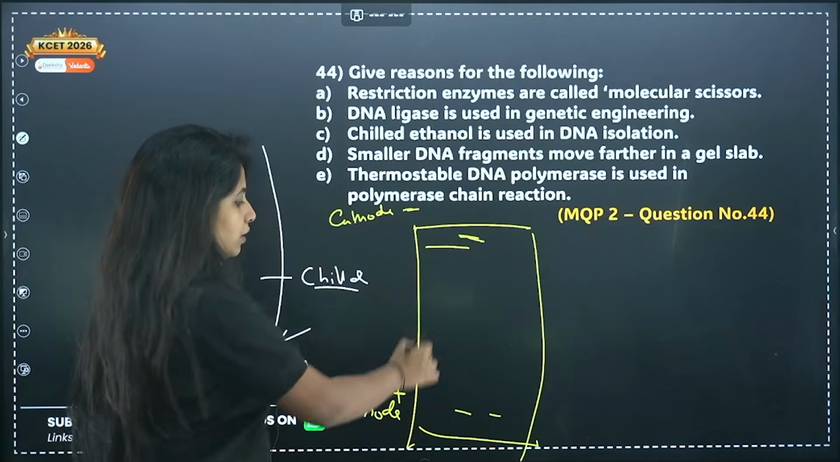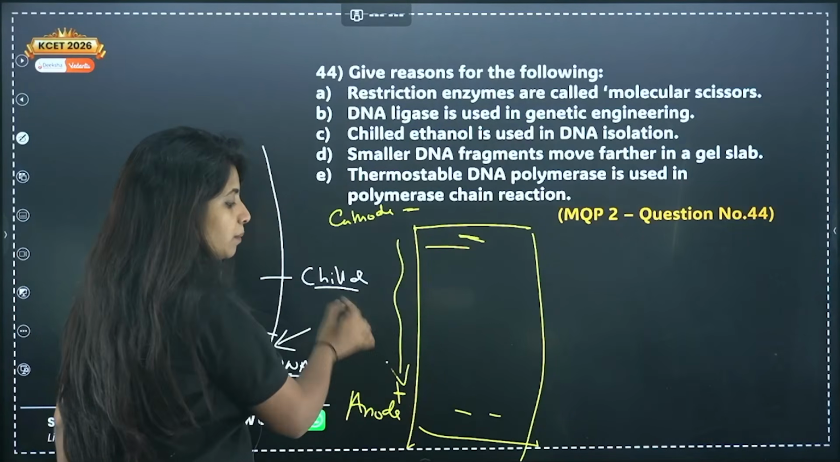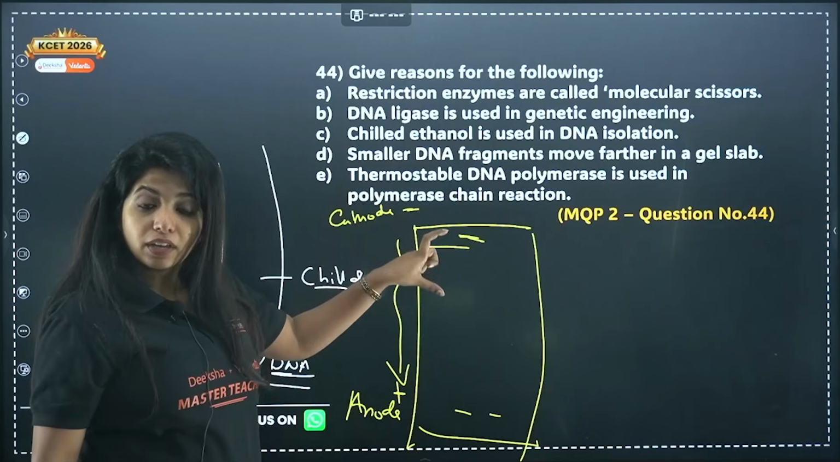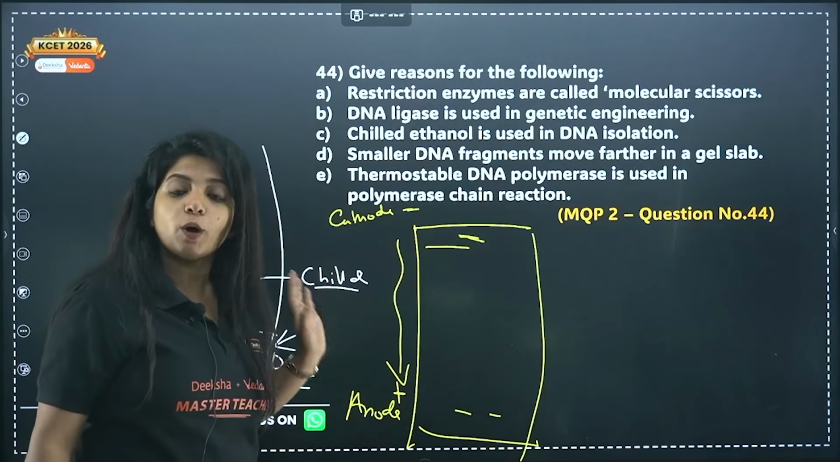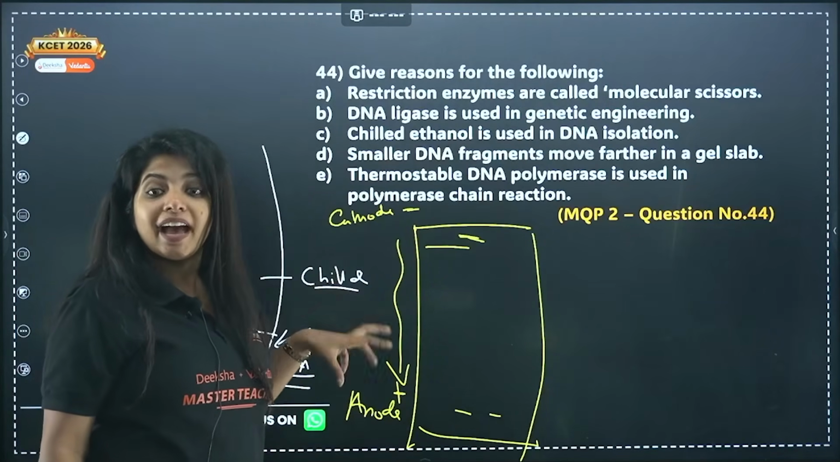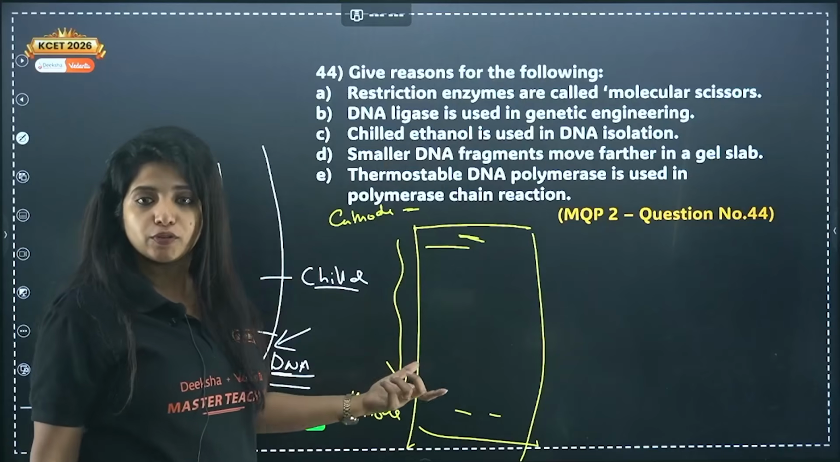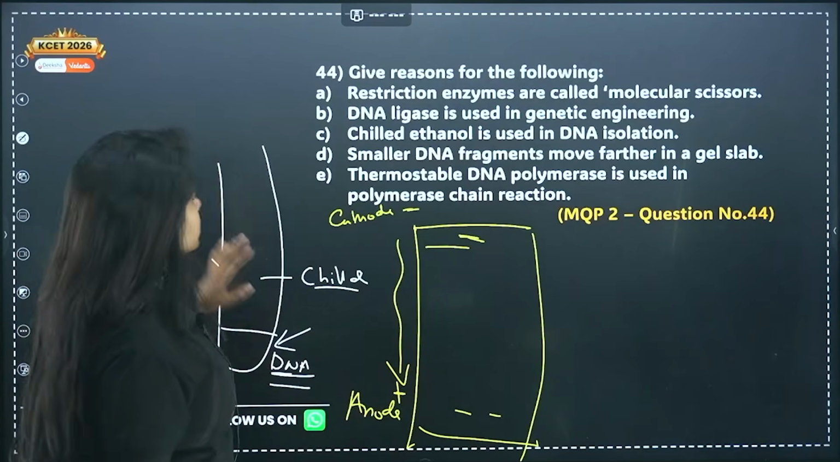Our DNA is negative, which is why it will move towards the positive side. It will move away from the negative and go towards the positive side. Always remember, anion is negative, but anode is positive. So it will move towards the anode.